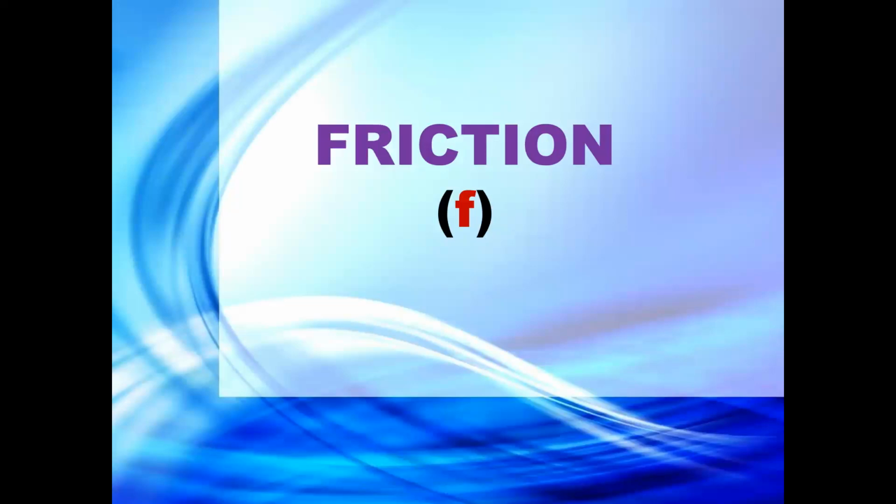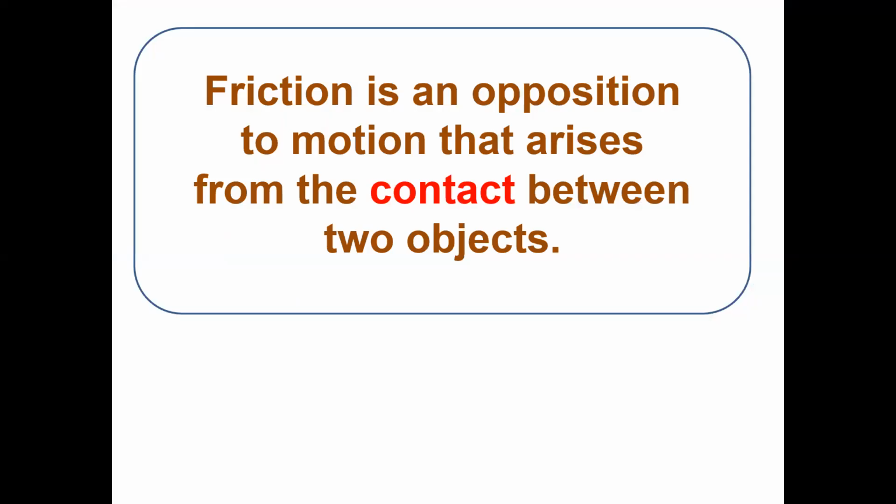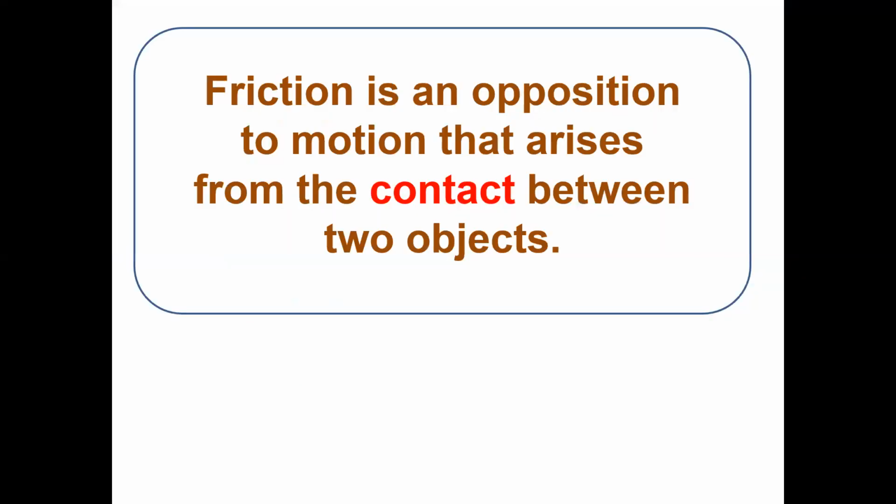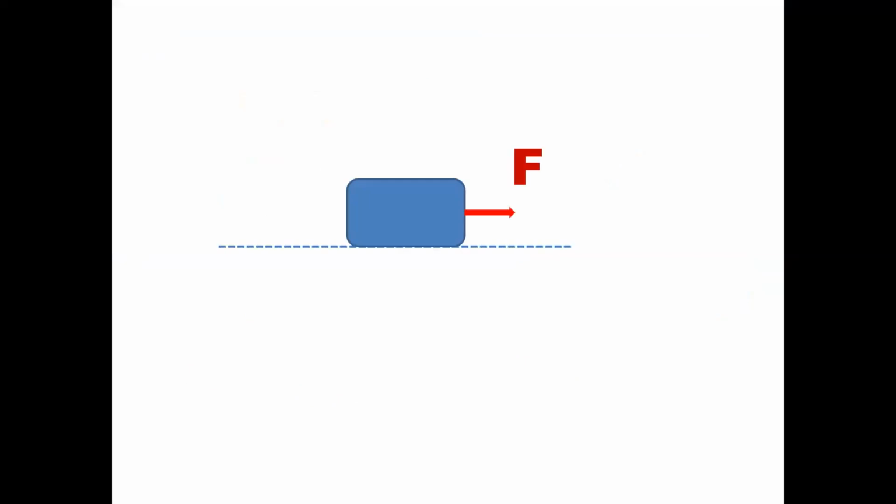Now, our next concept for today is friction. The symbol for friction is a small f. What is friction? Friction is a force which appears from the contact, like the shoe on the floor. Where the contact is there, there is a force which opposes the motion. Due to the contact between two objects, a force of opposition appears, and this force is called friction.